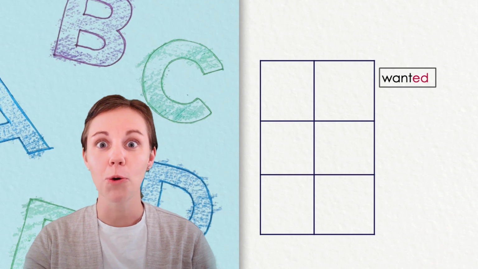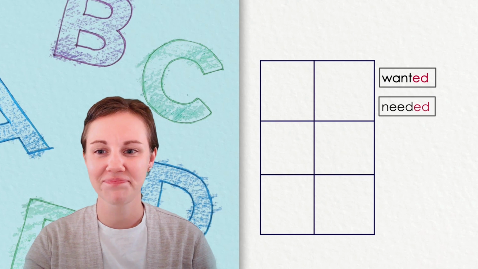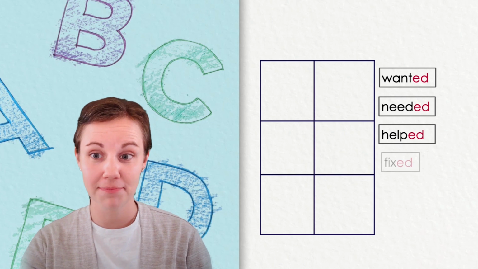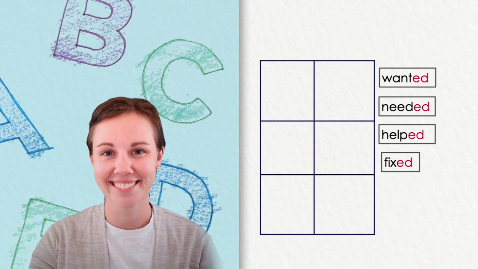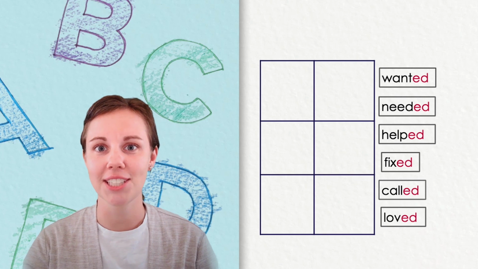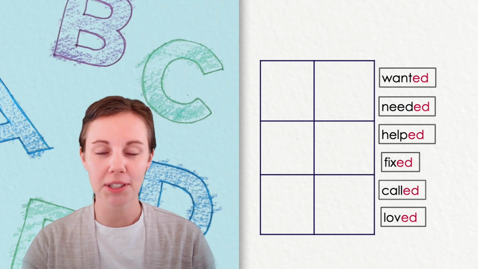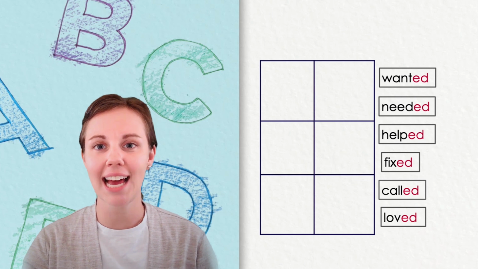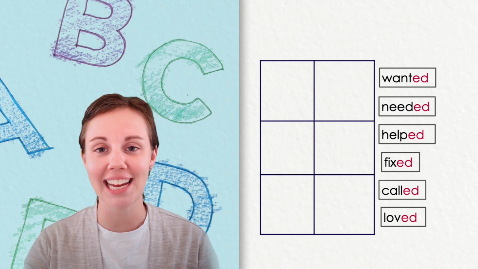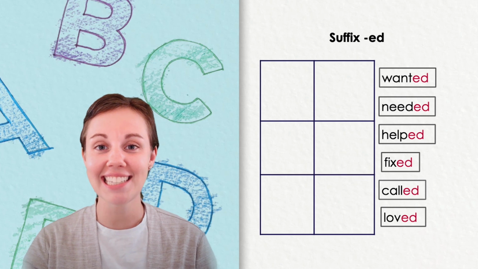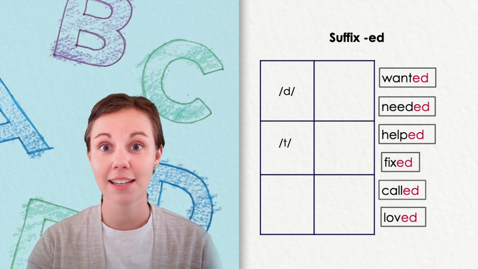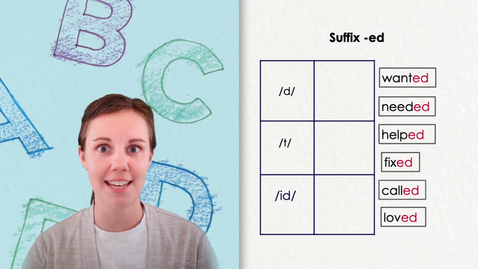It says wanted, needed, helped, fixed, called, and loved. Look at those words carefully. What sounds do you hear ed making? That's right, I hear them too. Ed can make the sound d, t, or id.